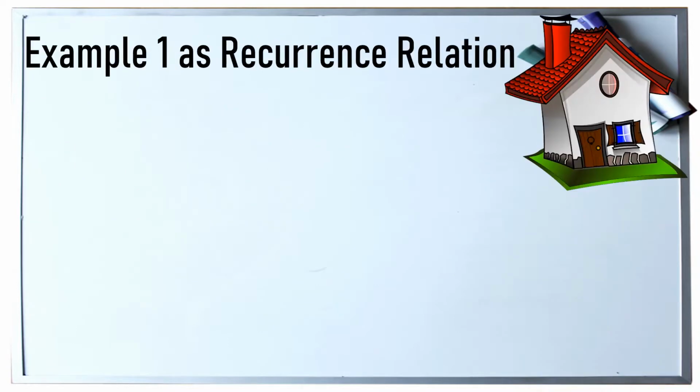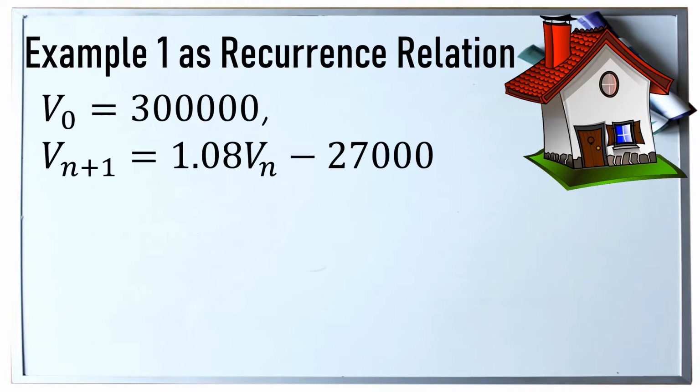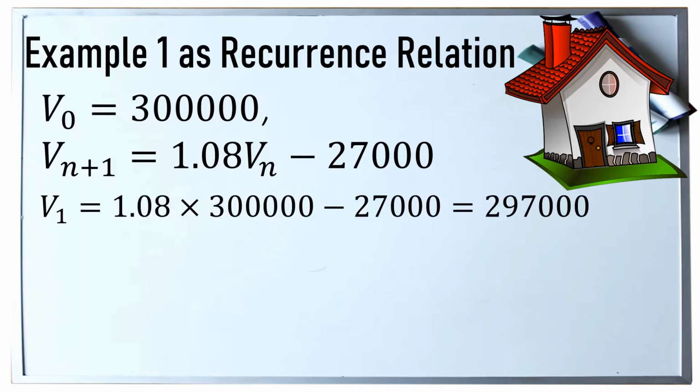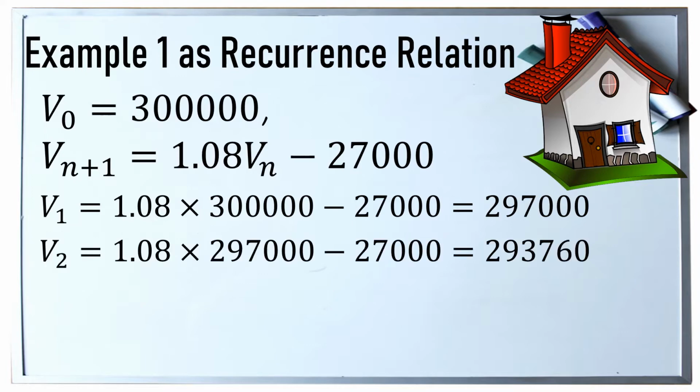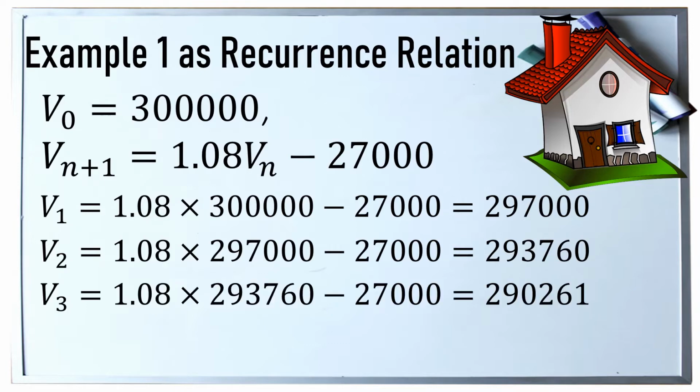To work out example 1 as a recurrence relation, our V0 is equal to 300,000, which is our principal, the amount borrowed. To get the next number in the sequence, Vn+1 is equal to 1.08, which is our R value, multiplied by Vn, take away 27,000. So to work out V1 is 1.08 times 300,000 minus 27,000 to give us 297,000. To get V2, this time the 1.08 is going to multiply by 297,000, and then we keep taking away the 27,000. And we keep following that through.